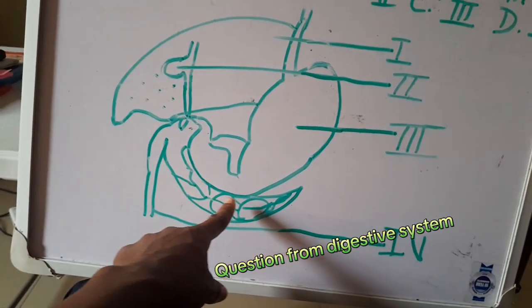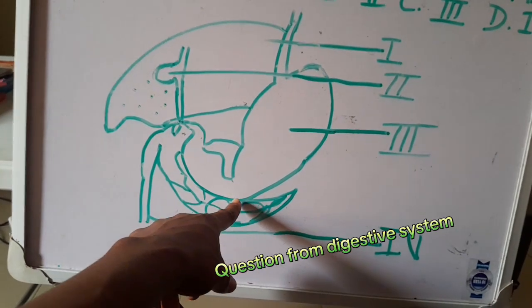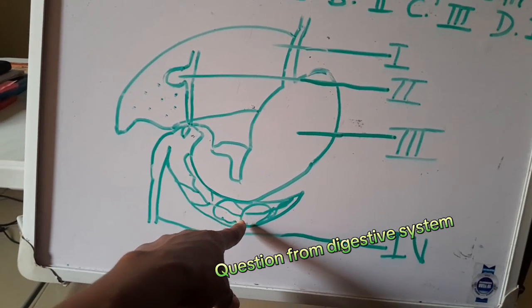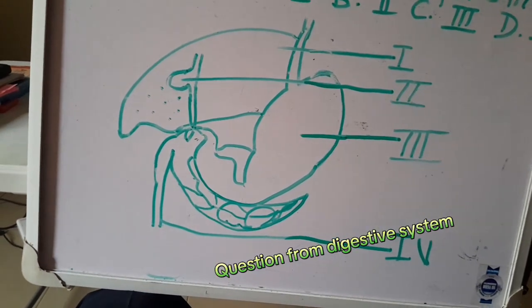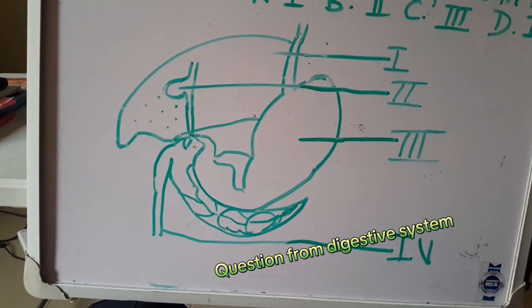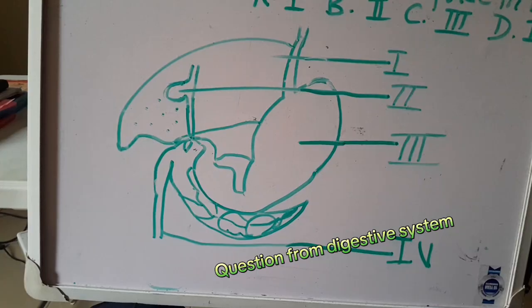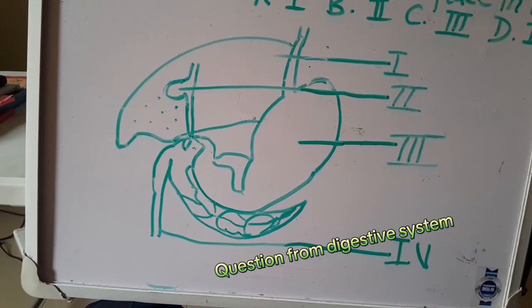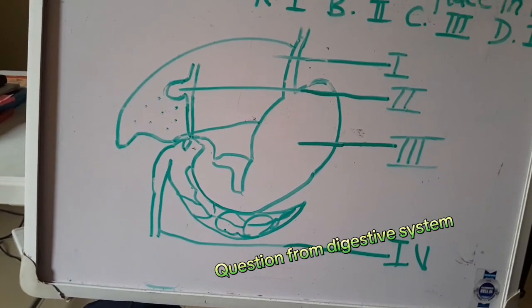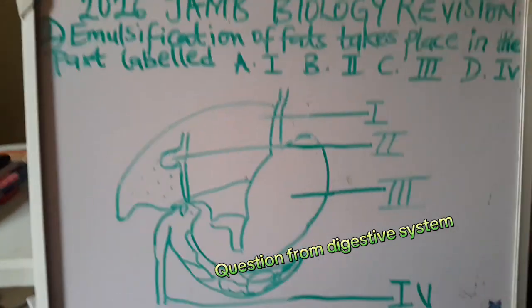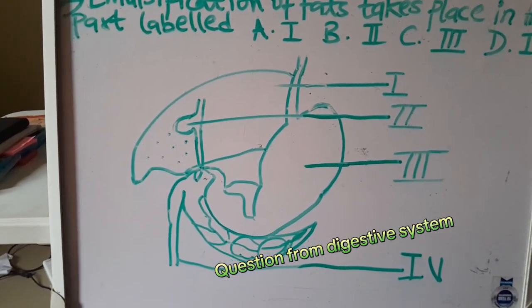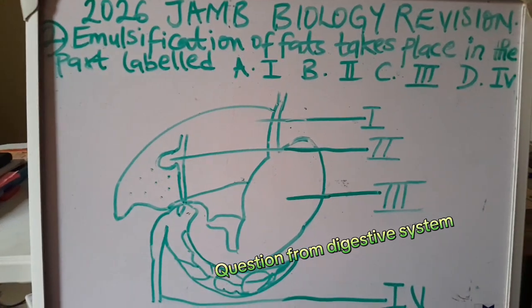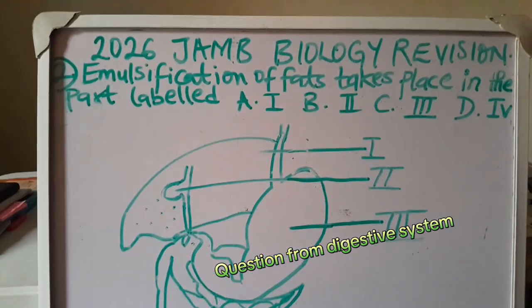This organ that looks like a leaf-like structure is the pancreas. It actually secretes three enzymes that are found in a fluid we call pancreatic juice. Those three enzymes digest carbohydrate, protein, and then fat and oil. But the question now is asking us not just about digestion of fats or fat and oil, but about emulsification of fats. So what is emulsification of fats?